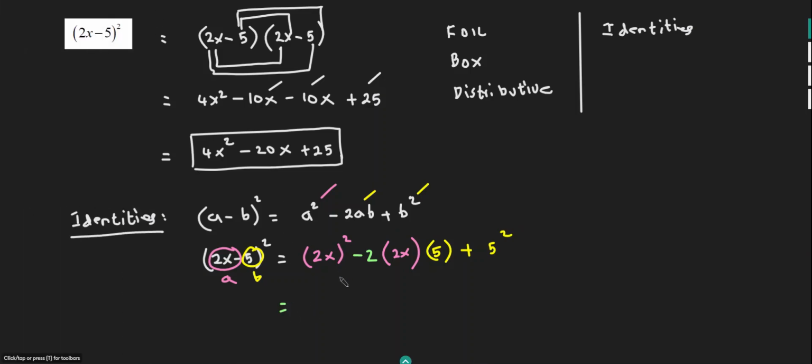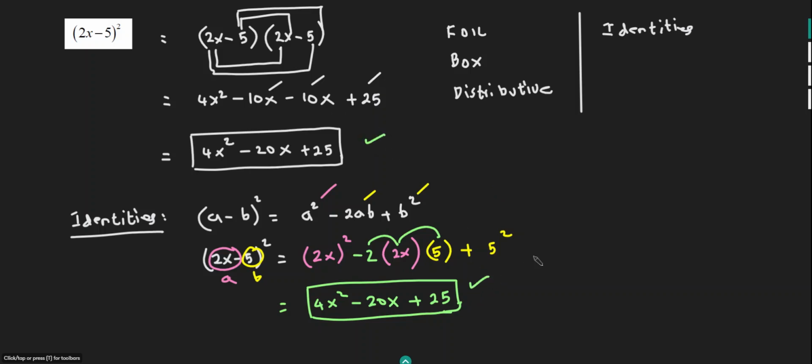Now we can simplify this further. So 2x quantity squared will be 4x squared. And then we have to multiply these three factors, 2 times 2x, and then with 5. First we multiply the numbers. 2 times 2 is 4, 4 times 5 is 20. And we also have this x, so this is going to be negative 20x. And then finally we have this 5 squared, which is 25. So this is what we get when we expand 2x minus 5 quantity squared. Compare this with the first method, we got the same result.